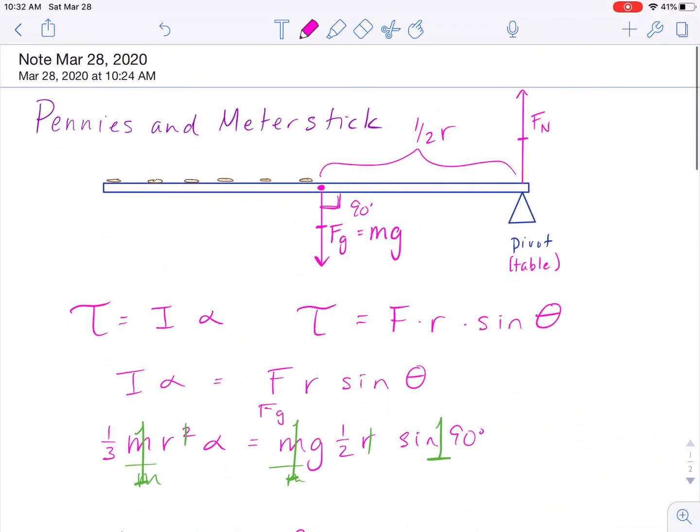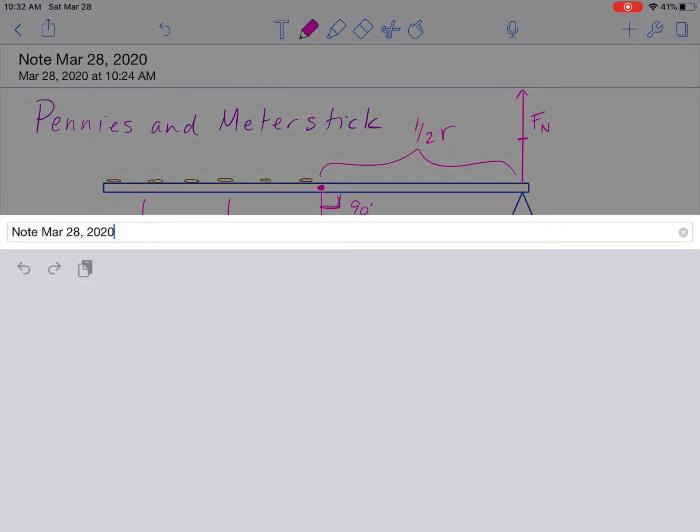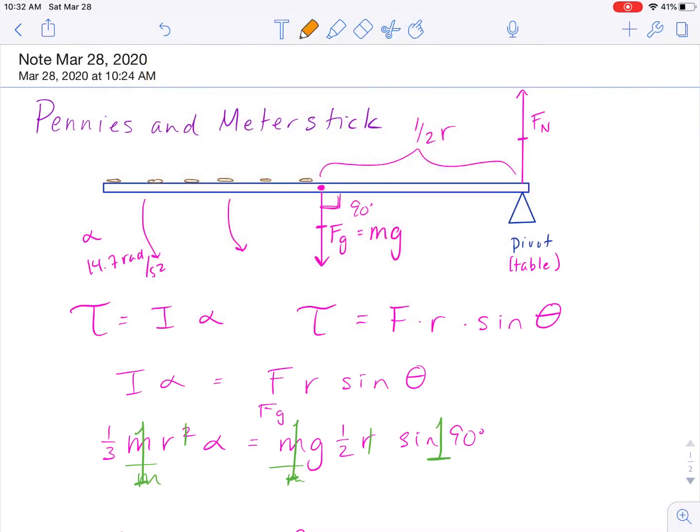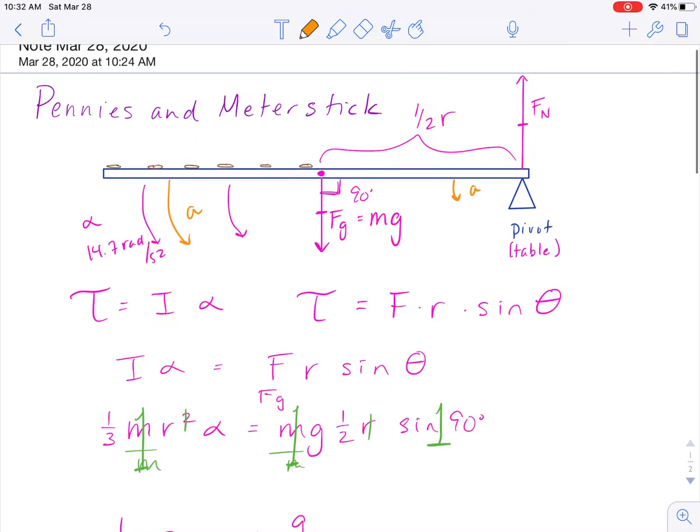So let's think about that for a second. This whole meter stick has the same angular acceleration of 14.7 radians per second squared. What's going to be different, though, is the actual acceleration. The linear acceleration is going to be bigger at the end than it's going to be closer to the pivot because of r, because of the distance from the pivot.